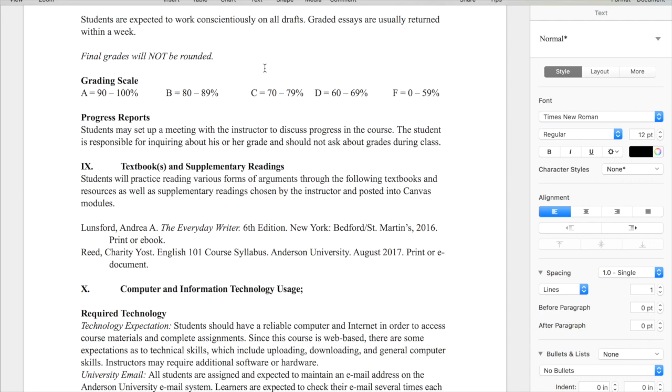Students will practice reading various forms of arguments through the following textbooks and resources, as well as supplementary readings chosen by the instructor and posted into Canvas modules. In our class, I am requiring The Everyday Writer by Andrea Lunsford. Our department has tried to reduce costs by making many things available online, and they have encouraged us not to require a textbook unless we feel it absolutely necessary, and I do feel this one is absolutely necessary. If you can find an ebook, you're welcome to buy that instead. And then also my syllabus is a required reading.